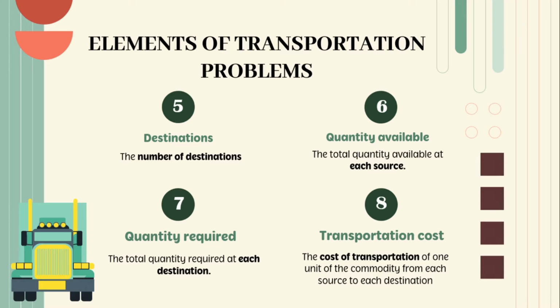6. The total quantity available at each source. 7. The total quantity required at each destination. 8. The cost of transportation of one unit of the commodity from each source to each destination.